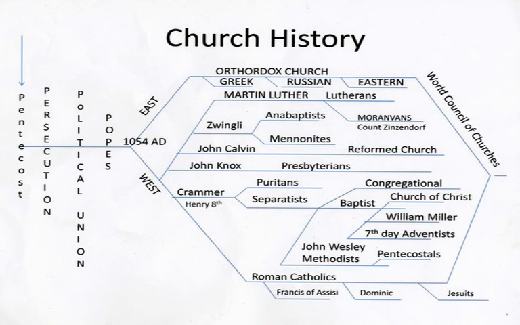Then we have another group of Methodists, John Wesley founding the Methodists, and a split off from the Methodists is the great Pentecostal movement. The Roman Catholics have several orders. We have Francis of Assisi, the Dominicans, and the Jesuits. Then we have a whole trying to get them all back together again, the World Council of Churches. So this gives you a whole overview of church history and where some of the different denominations have come from.